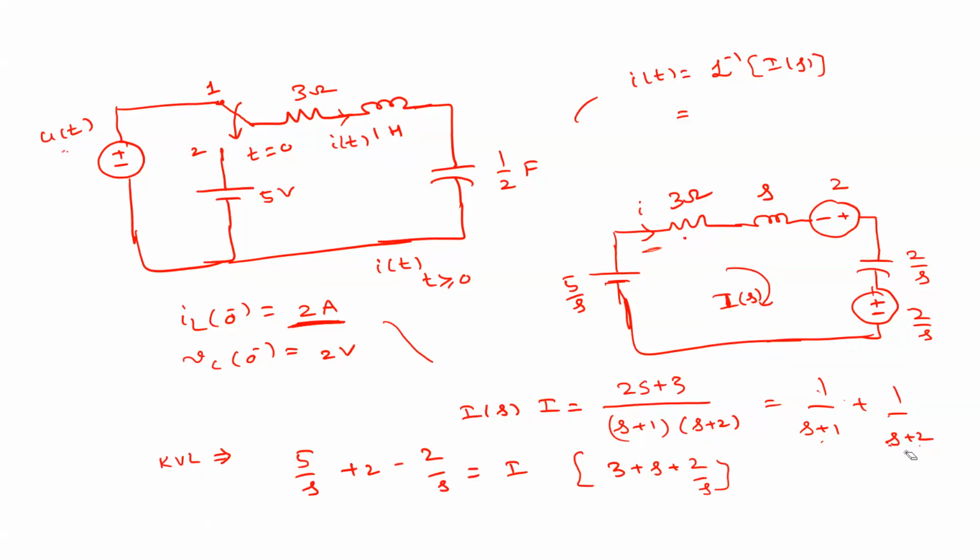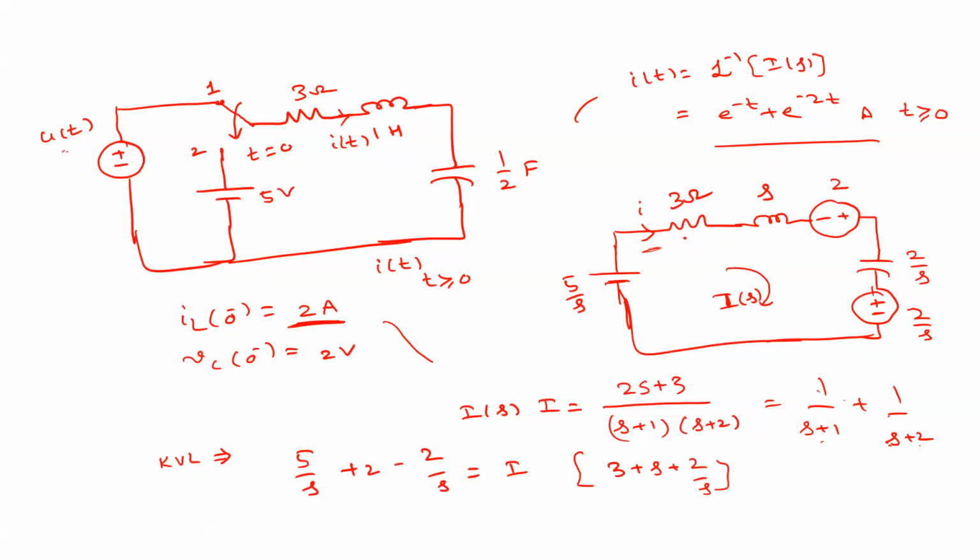So what will you get here? It is e to the power of minus t plus e to the power of minus 2t. That's all. So this is for t greater than or equal to 0.